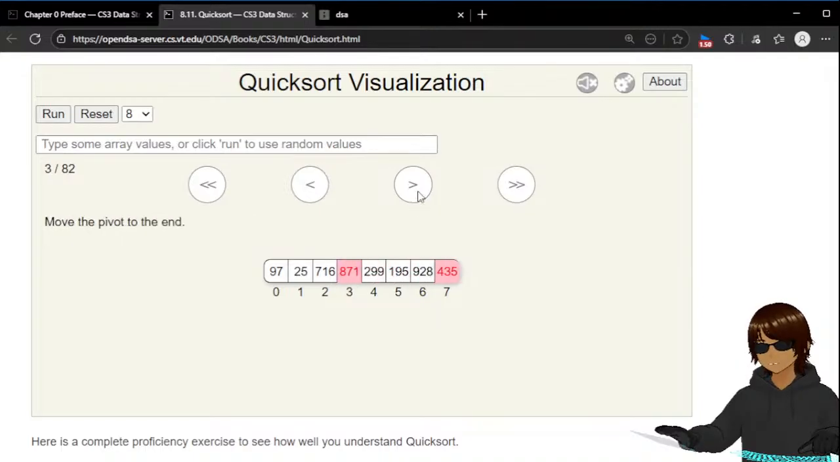Quick sort: put 4, 3, 5 at the end, and then sort everything. So 928 is bigger, that's fine. 97 is smaller, that's fine. 25 is smaller, that's fine. 716 is bigger, that's not fine. So swap it with 195, which is smaller. Then move the right pointer and then swap. Now move the left, this is bigger, move the right, swap. And now move the left, end up in the same position, swap it with position 7.